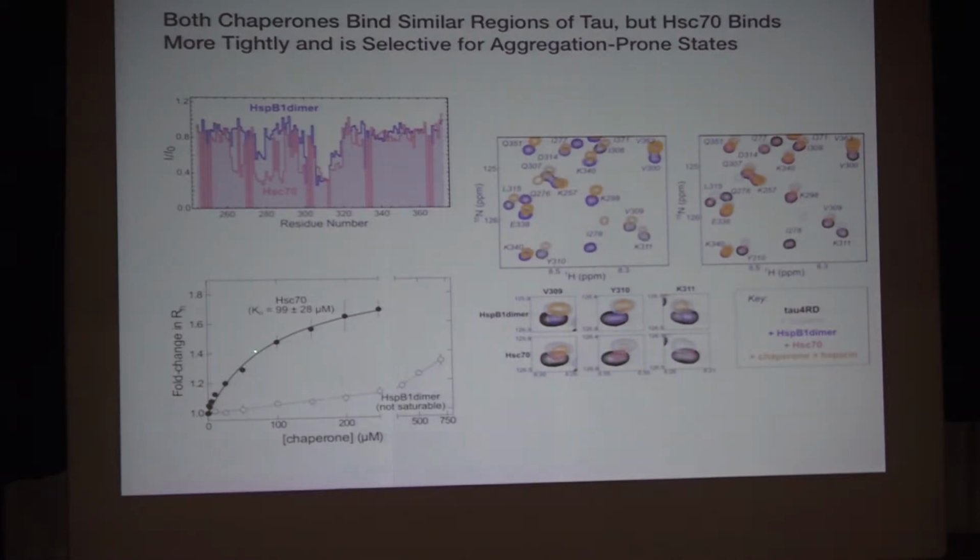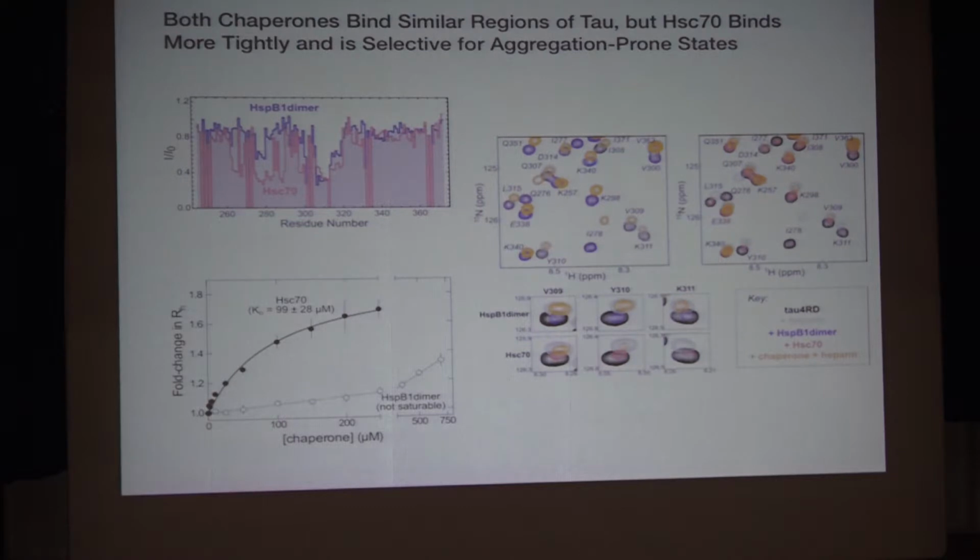There's a difference in affinity for sure. Using FCS, we can monitor the change in hydrodynamic radius as we add chaperones. And HSC70 has an apparent KD of about 100 micromolar, so it's not a very tight binder. This doesn't really jibe with the fact that it's a substoichiometric inhibitor of tau fibril formation.